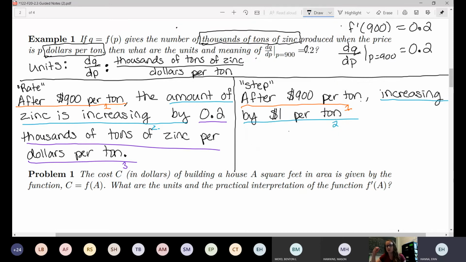And now we essentially tell what's happening with the y value. Is it positive or negative? It's positive. So we're going to say that the amount of zinc increases because the slope is positive.